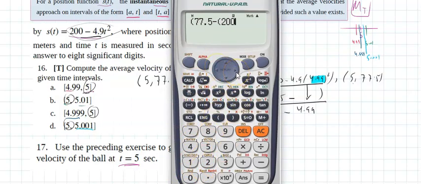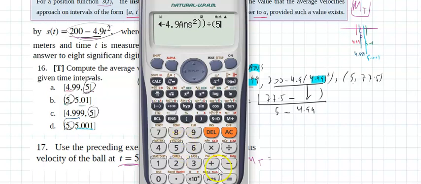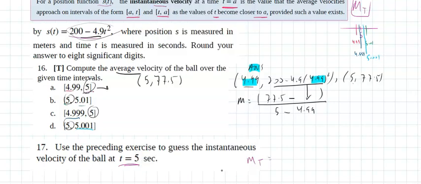200 minus 4.9 times the square of the answer and close parentheses. There we go. Look at the top. I'm just missing one more parentheses. Here we go. That's the top. Divided by, the denominator is going to always be 5 for the A and C, and minus, I'm going to put answer. Now I don't have to input that twice, and there's my answer. It's negative 48.951.